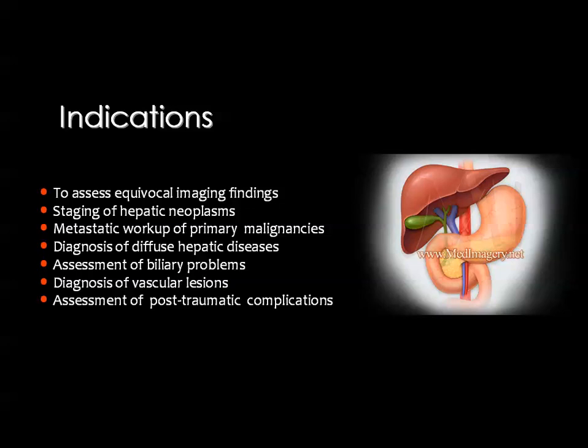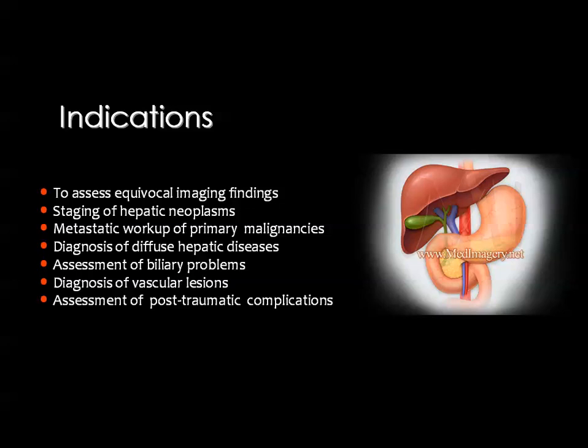Then if we are sure about the presence of a hepatic neoplasm, we would like to have the CT scan in order to assess accurately the extent of the lesion and to see the related lymph nodes and possible extension into the peritoneum, for example, or other distant metastases in the abdomen and pelvis. In the metastatic workup of primary malignancies, like any tumor outside the abdomen, breast carcinoma, osteosarcoma, for example, we may have a CT scan to assess the abdomen in general for the presence of metastatic lesions.